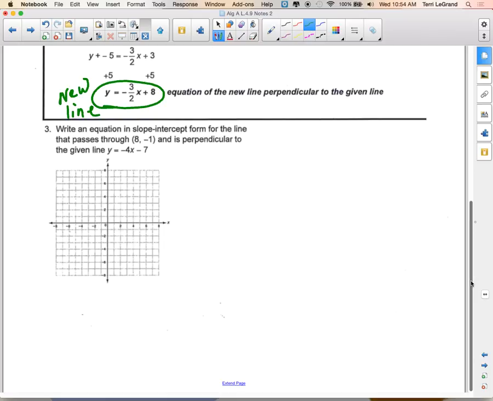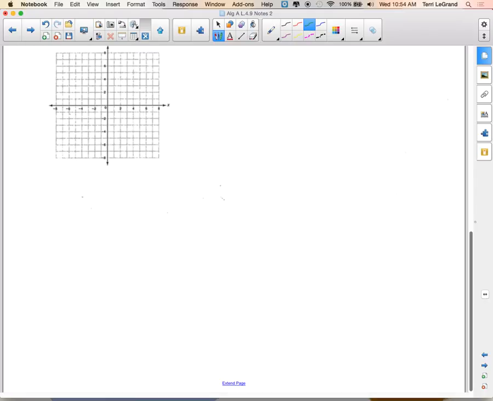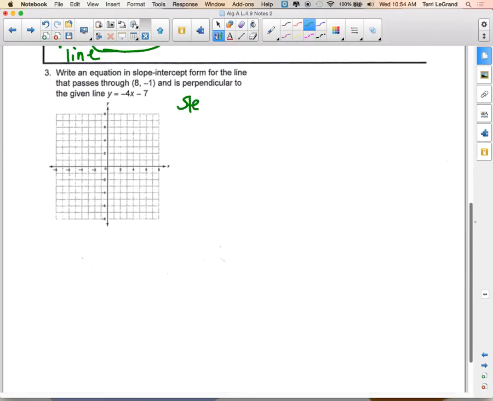So let's do this right here. Let's put step 1. In step 1, we are working with the given line, y = -4x - 7. What do we need from that given line? The slope and b value. Do we need the b value right now? No. We just need the slope, don't we? So m = -4. Not the x, just -4.